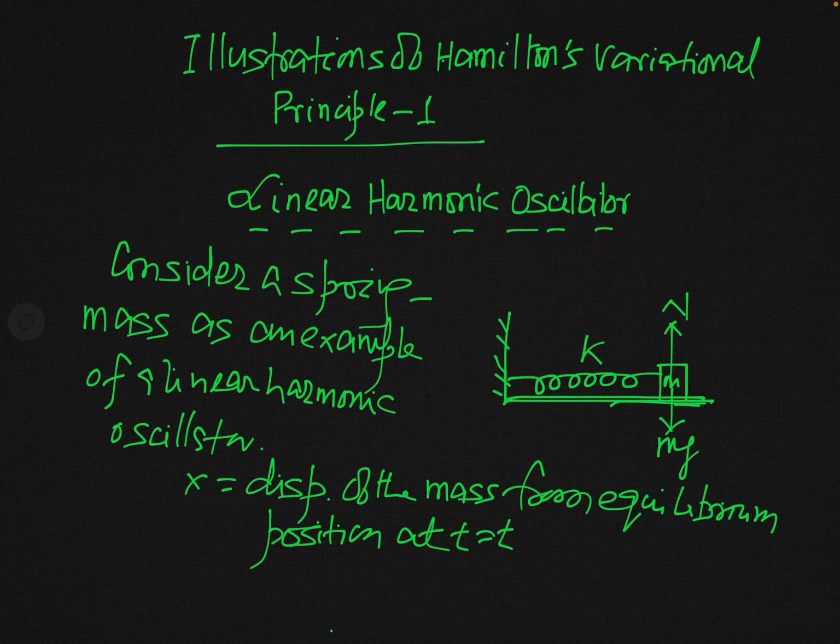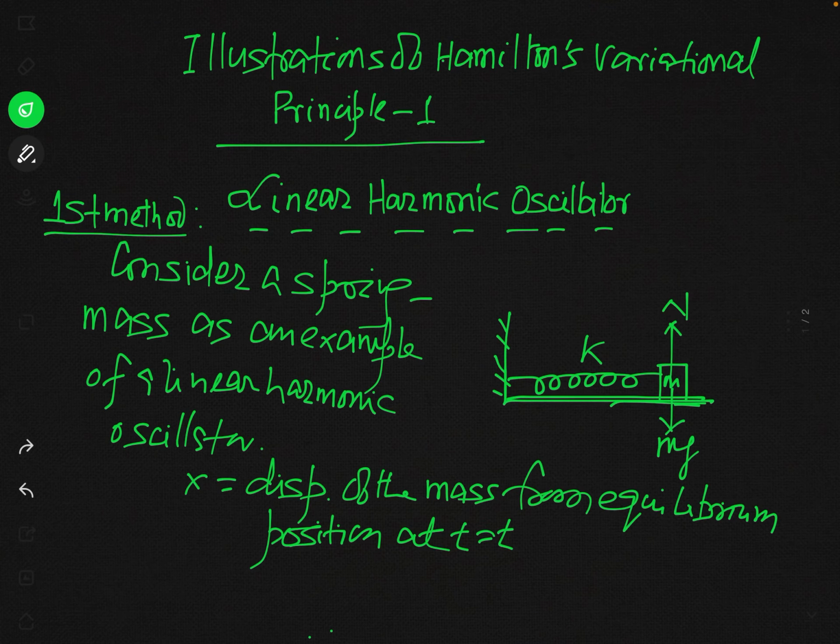Actually, we will solve this problem by two methods. So say this is our first method. To apply Hamilton's variational principle, we need to find the Lagrangian of this system, because according to Hamilton's variational principle, the delta variation of the time integral of the Lagrangian L is equal to 0. So first of all, we should find what will be the Lagrangian of this system. And to know the Lagrangian, you have to calculate the kinetic energy and the potential energy of this system.